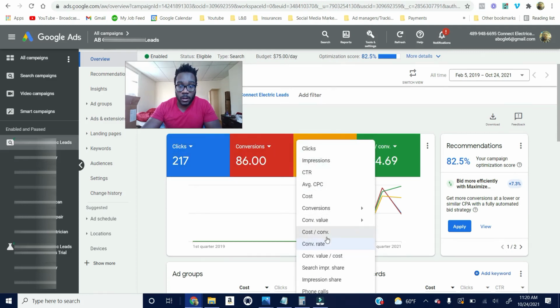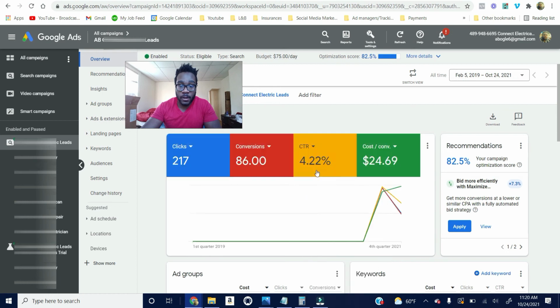And also the click-through rate is 4.22%, which is above the average of just 2%, so double the average, and that's through having good ads. I don't want to show the ads just because it's going to give away a lot of information about the client, nor will I show the landing page in this case, just to keep the client's information confidential.